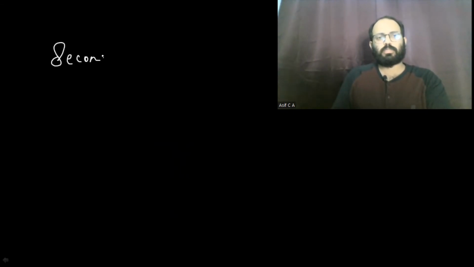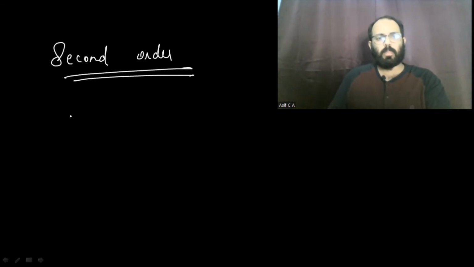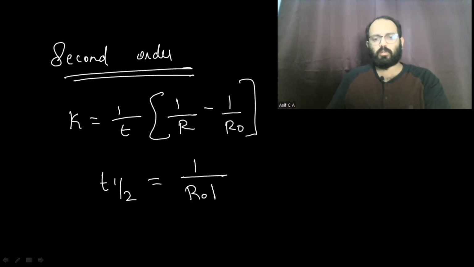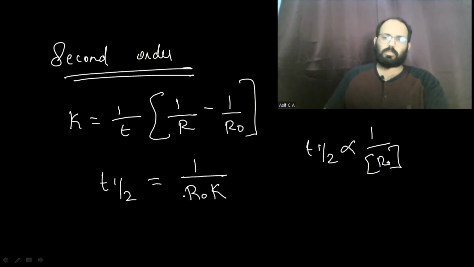Then if you go to the second order reactions, k is equal to 1 by t into 1 by r minus 1 by r naught. This will be the equation. For t half, t half is equal to 1 by r naught into k. That is, t half is inversely proportional to initial concentration.